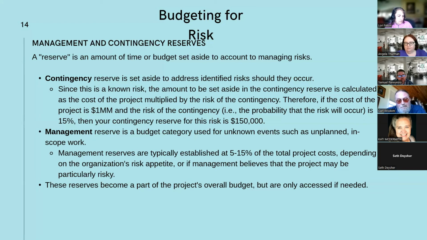So based on their risk profile, their risk appetite, you take the total cost of the project times whatever value your organization is comfortable using. And again, that's typically between 5 and 15%. But these reserves then become a part of the project's overall budget, but they're only accessed when needed.